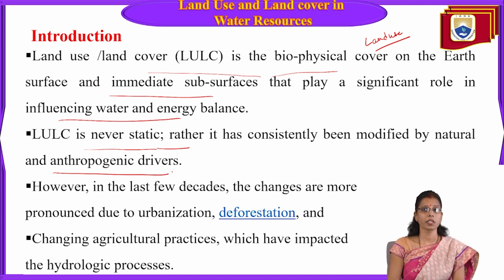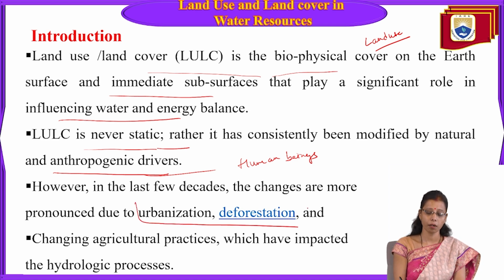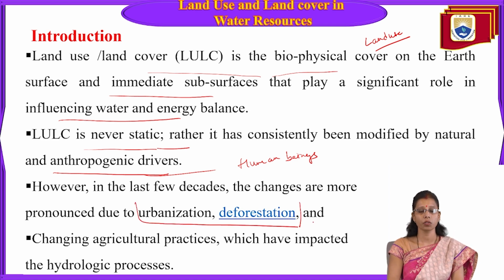So, who are the anthropogenic drivers? Anthropogenic means human beings, those who will be changing the activities in the surroundings. However, in the last few decades, the changes are more pronounced due to urbanization. Now, let us talk about urbanization and deforestation. These are the two things where the anthropogenic drivers, the human beings, are involved.